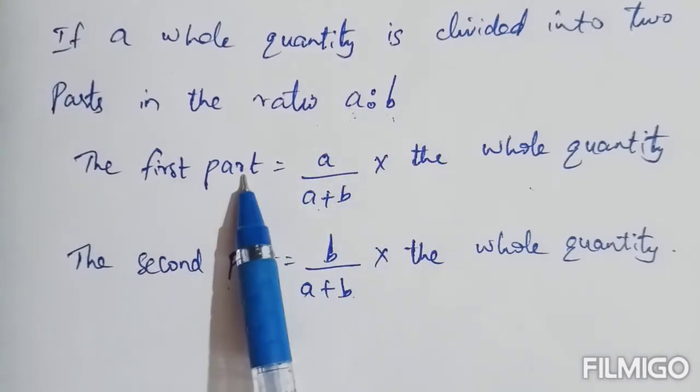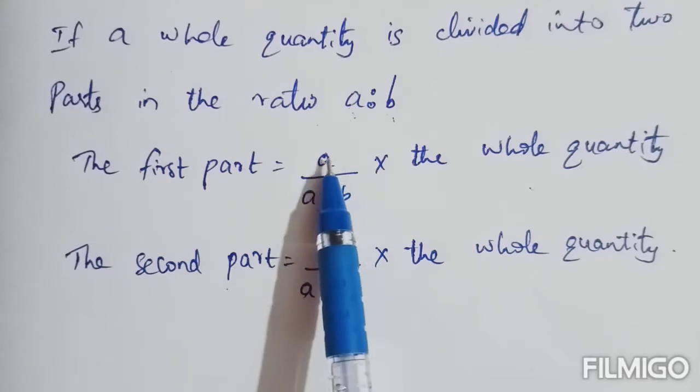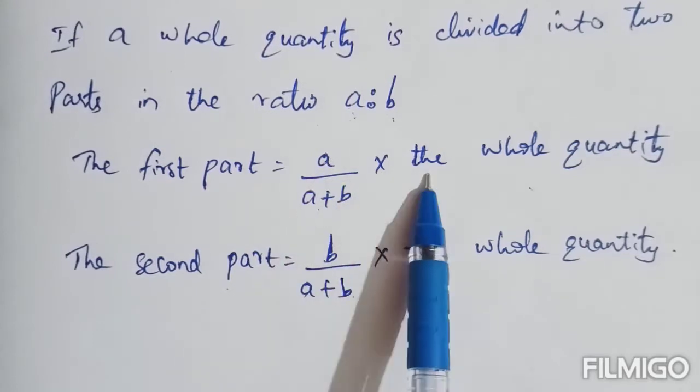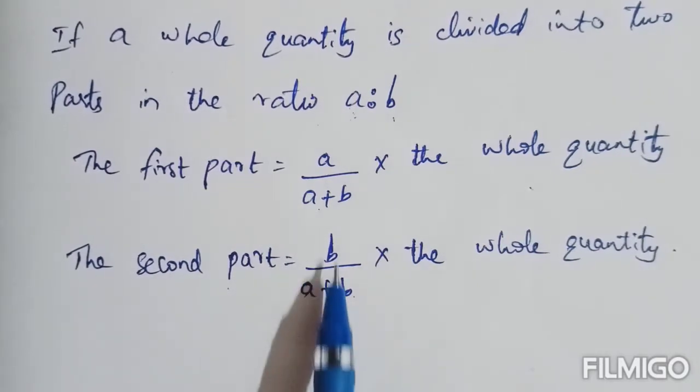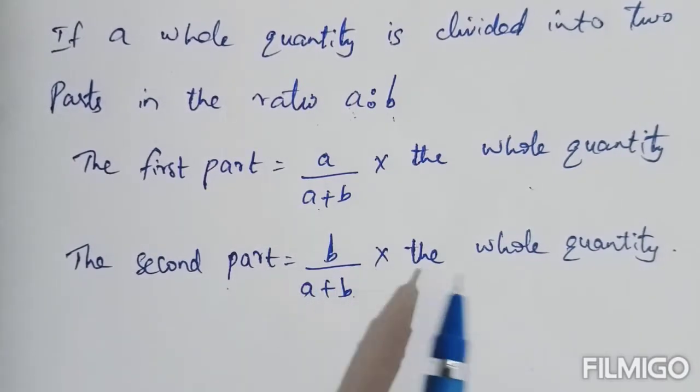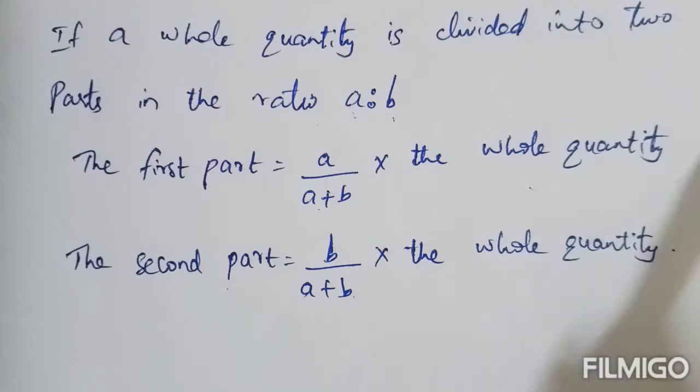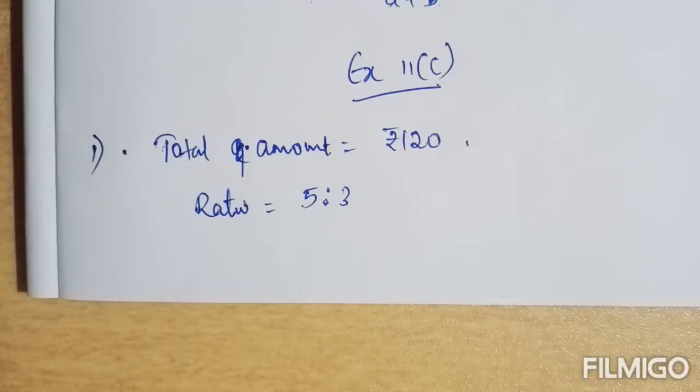Okay, so the first part you can find by using this formula: A by A plus B into the whole quantity. The second part you can find by using this formula: B by A plus B into the whole quantity. Okay, now let us do one problem based on this.